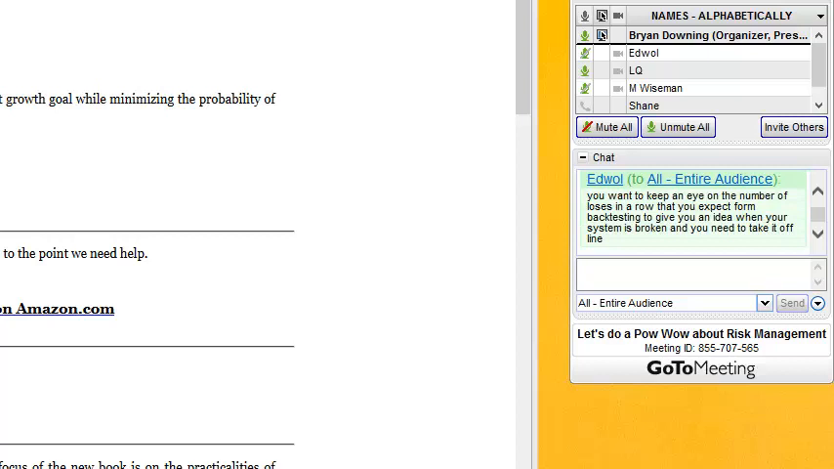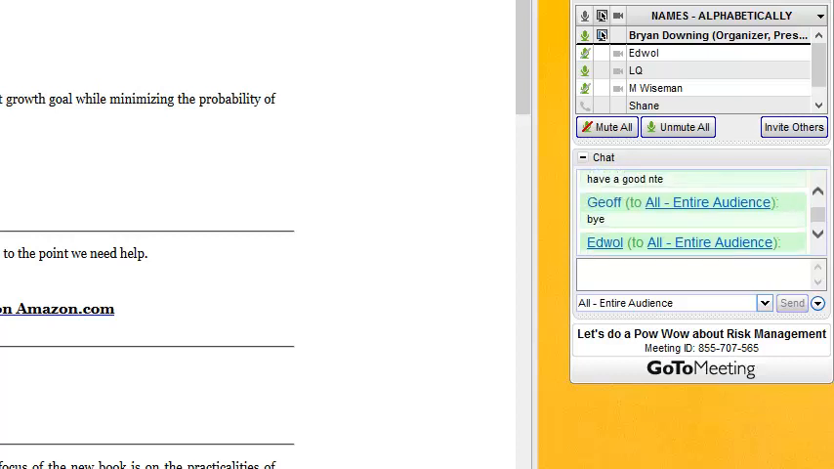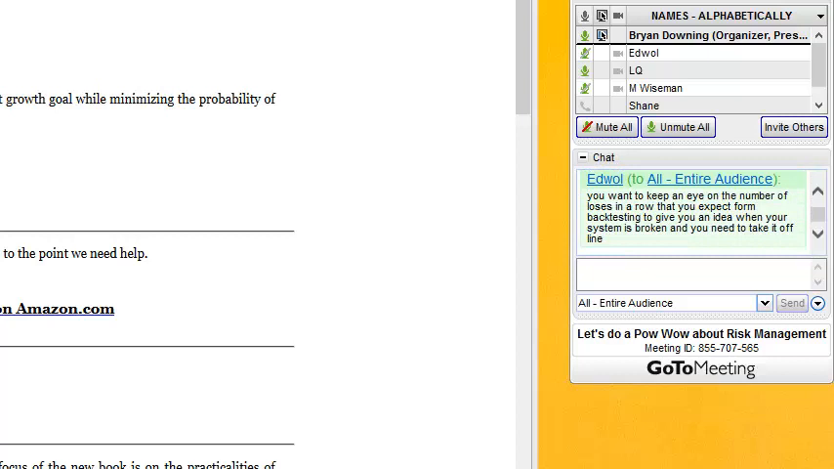Edwald asks, you want to keep an eye on the number of losses in a row that you expect from backtesting, to give you an idea when your system is broken and you need to take it offline. I was about to say exactly the same thing, just to see how many losses would reduce your portfolio by X%.